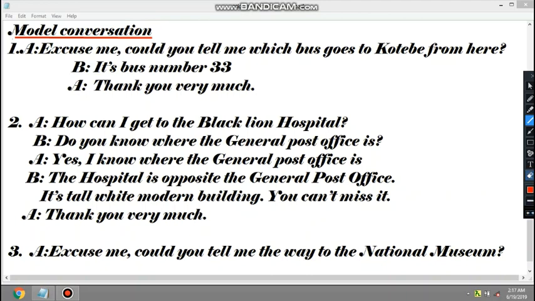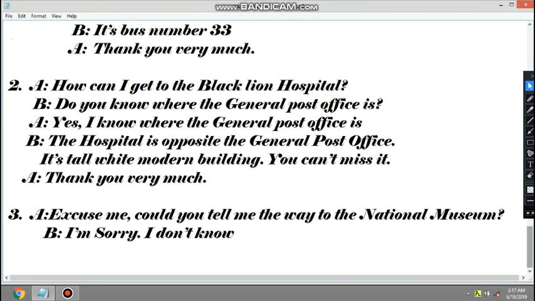This is another model conversation. Let's see the last one, the short one. Sometimes we may not know, so it's better to give such short and quick answers. Excuse me, could you tell me the way to the National Museum? B doesn't know, so he says, I'm sorry, I don't know. If we don't know, it's better to say I'm sorry, I don't know.